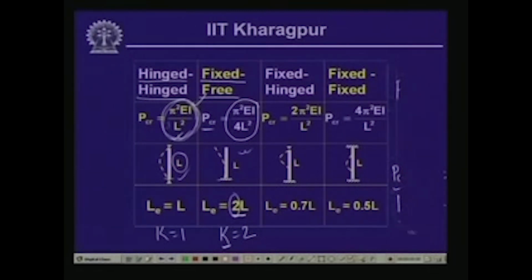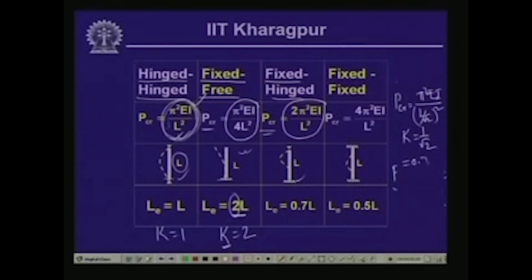So, likewise, if we compute the critical load for the other two cases, the fixed-hinged and fixed-fixed cases, then for the fixed and hinged condition, one end fixed and the other end hinged, we get the critical load P_cr equal to 2 pi square E I over L square. If we write this in terms of pi square E I divided by, we can write this as L by root 2 square. So here the value of k is equal to 1 by root 2, which is equal to 0.707, and that is what has been written over here, that L_E is equal to 0.7 L.